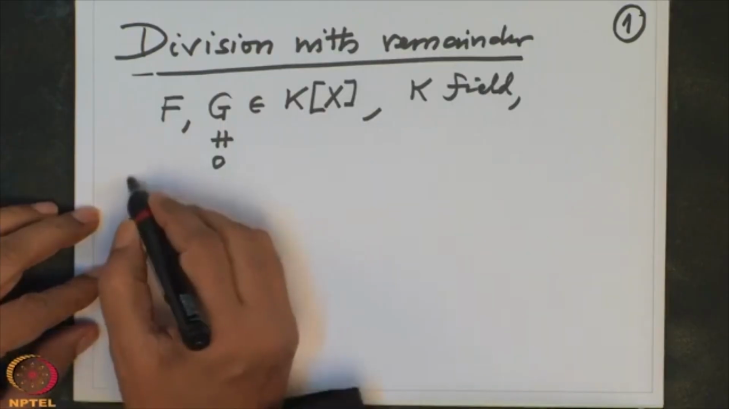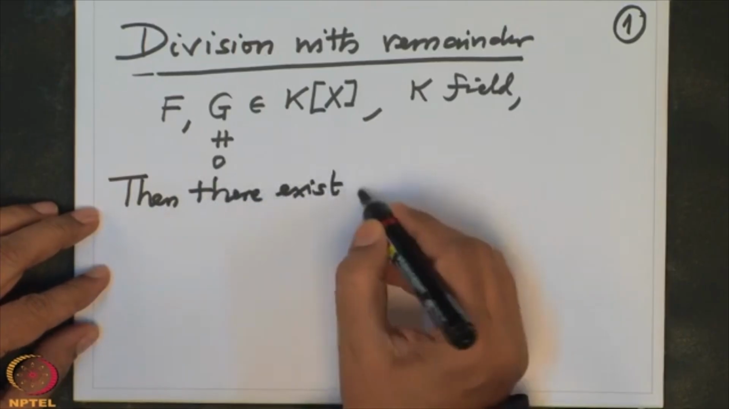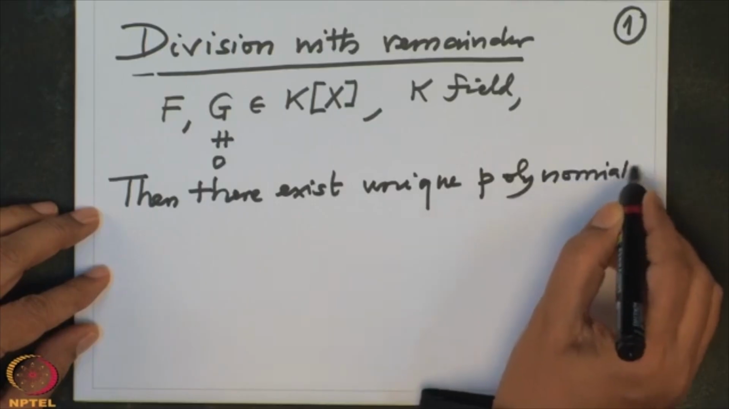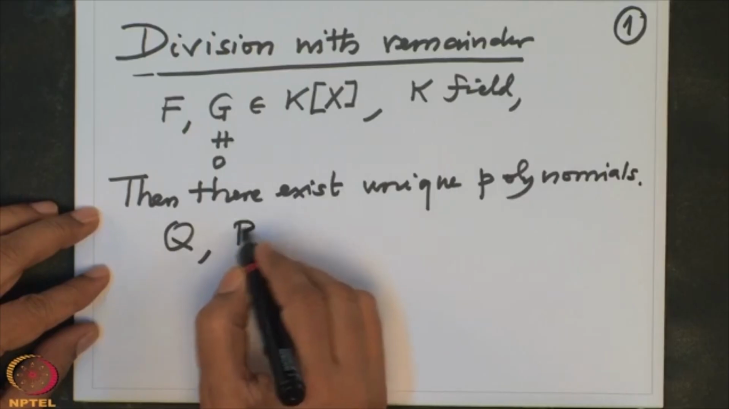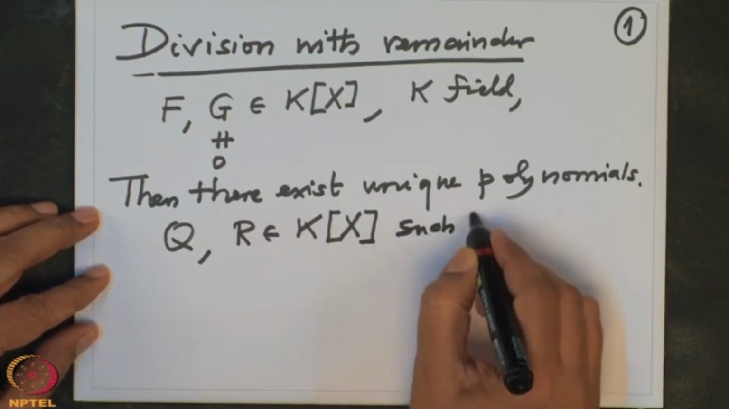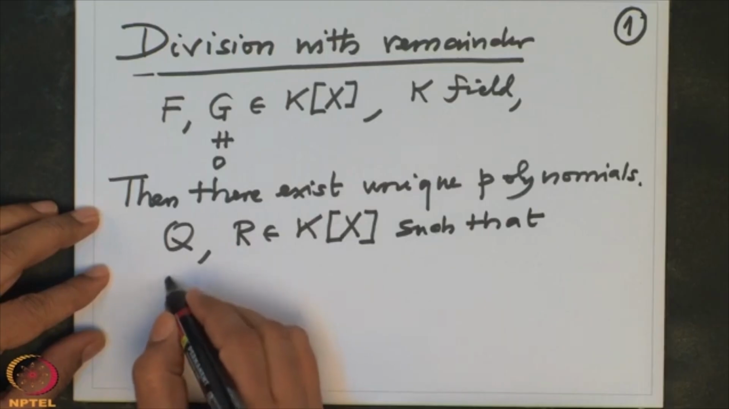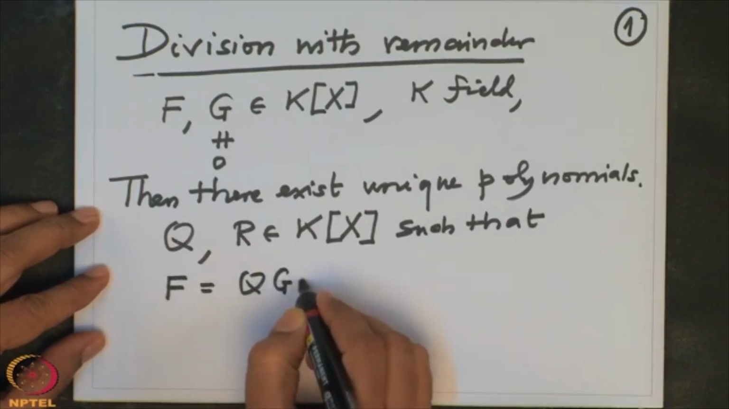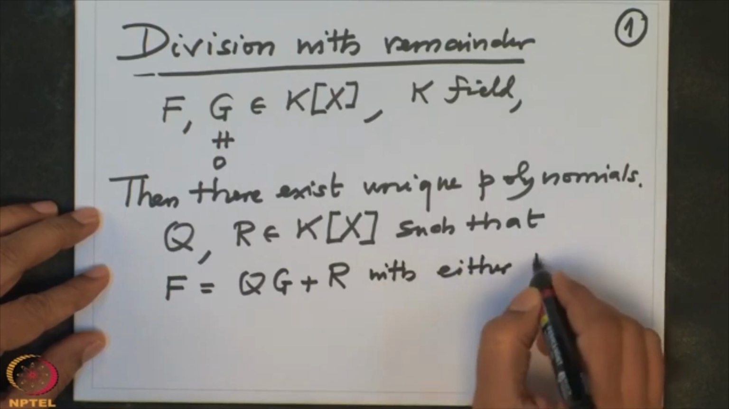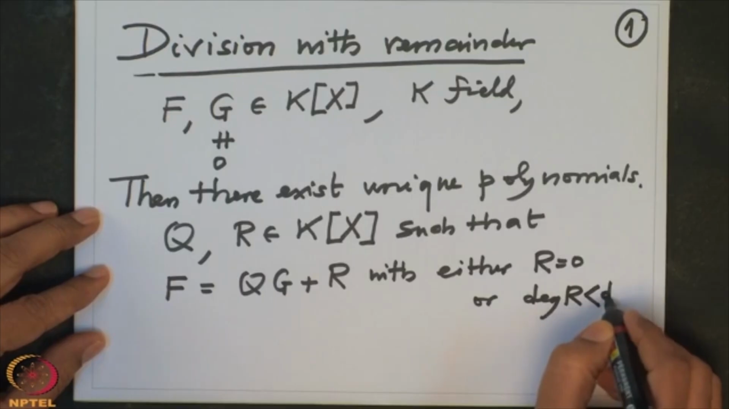So then the assertion is: there exist unique polynomials Q and R with coefficients in K again, such that f is Q times G plus R, with either R is 0 or the degree of R is strictly less than the degree of G.